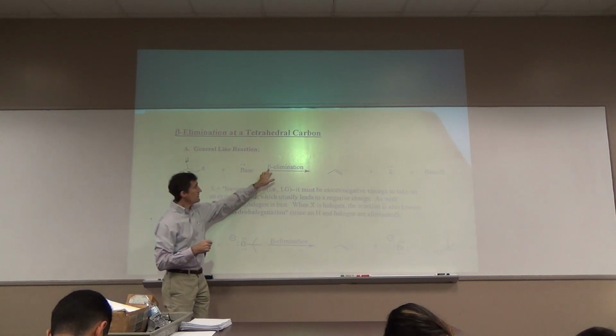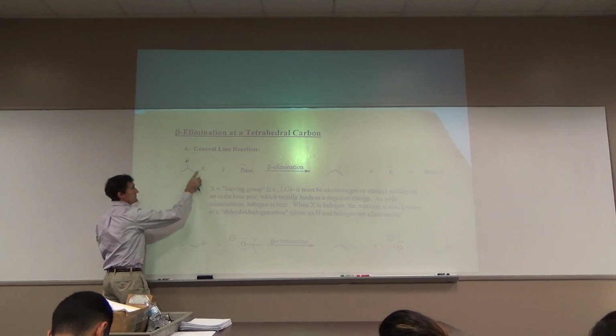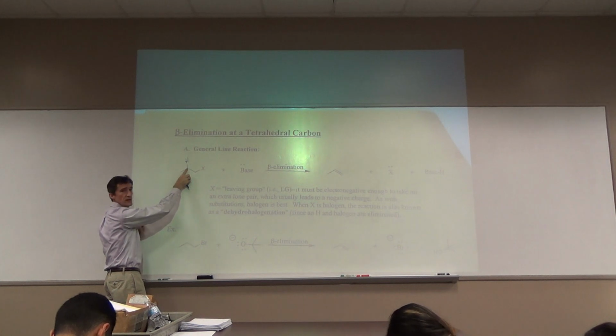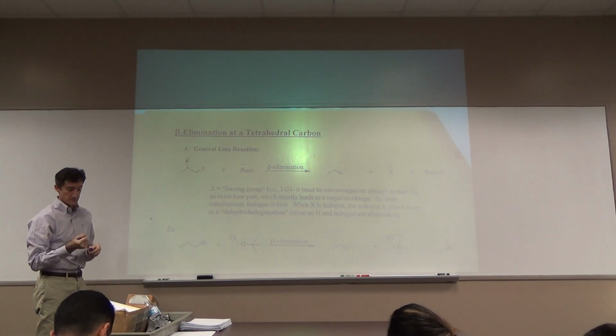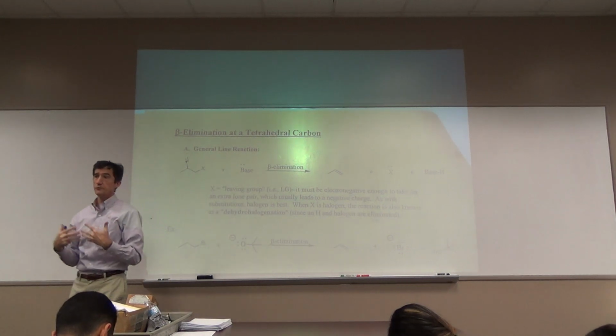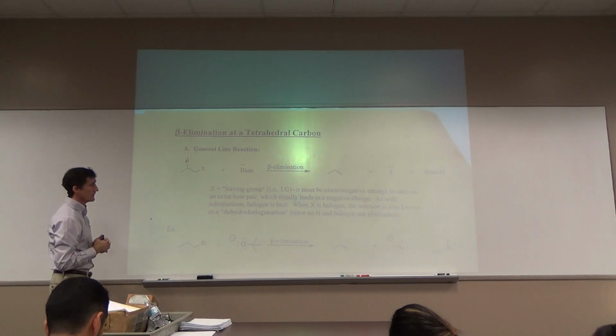Now, it's also called a beta elimination. That refers to the hydrogen that's eliminated, because the leaving group is on the first carbon, which is called alpha. The next carbon is called beta. And we're losing an H from the beta carbon. So that's where the beta comes from. It's referring to the hydrogen that's removed. Okay?